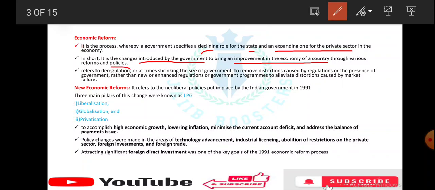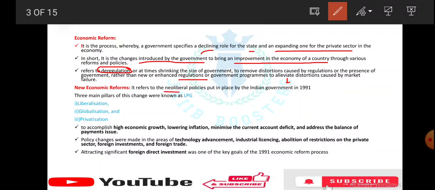It refers to deregulation or at times shrinking the size of government to remove distortions caused by regulations or the presence of government, rather than new or enhanced regulations or government programs to alleviate, which means to reduce, distortions caused by market failure. So if any distortions occur from market failure, there may be so many regulations. To overcome all this, the government makes many changes to policies to improve the economy of a country.